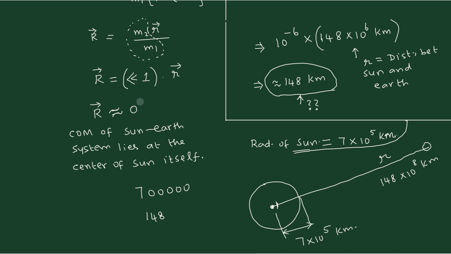So you don't have to move 148 kilometers. 148 kilometers is too small. Whether you move it or not, it doesn't matter. You better stay in the center itself. That is what it means to say. Ultimately, that is the meaning. The statement clearly tells you that the center of mass of the two bodies system lies at the center of the heaviest object. In this scenario, the sun is the heaviest object. So this is the meaning of this particular expression.